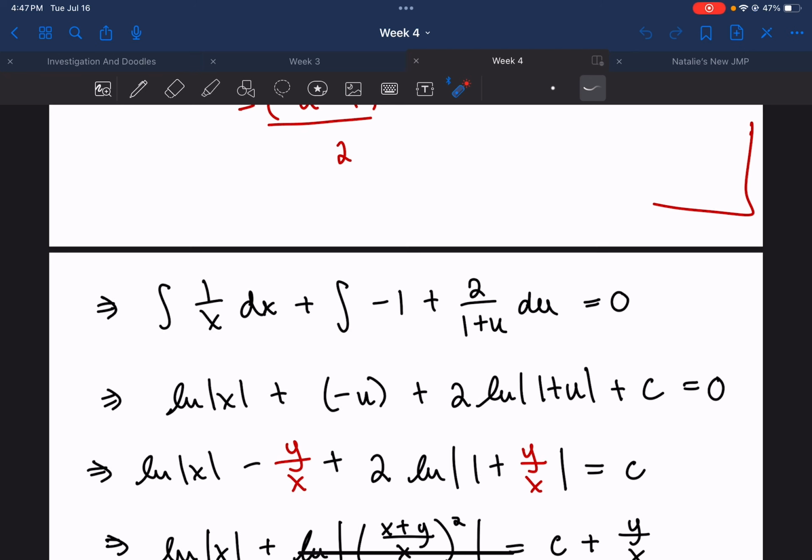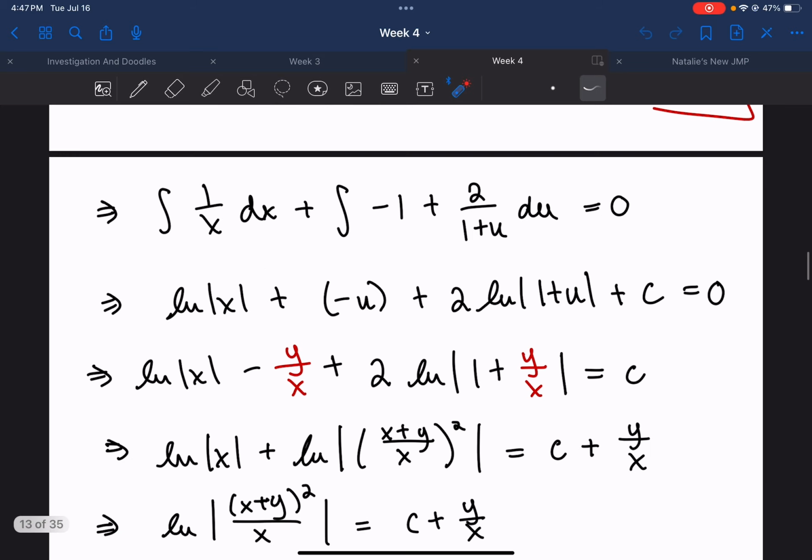Now I can calculate this, pretty straightforward. Integral of 1 over x is natural log absolute value x. Integral of negative 1 is negative u. Integral of 2 over 1 plus u is 2 natural log absolute value 1 plus u. Plus a friendly constant equals 0.